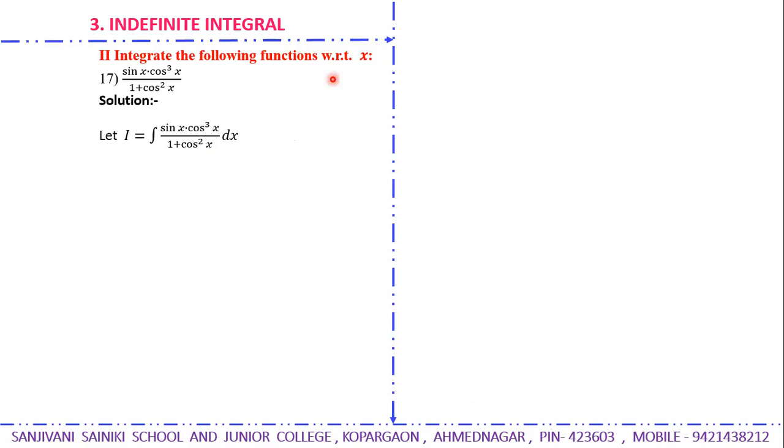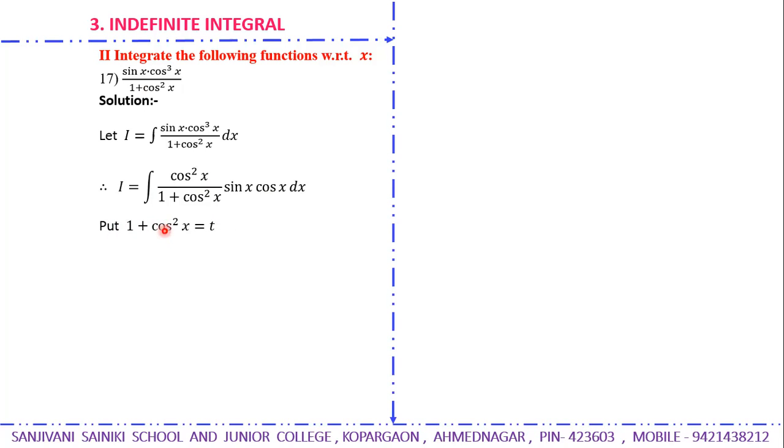Integrate the following function with respect to x: sin x into cos cube of x upon 1 plus cos square x. This is the function which we have to integrate. So from this cos cube x, I am getting cos square x into cos x, and that cos x goes along with this sin x. So sin x into cos x, and we will use the substitution cos square x is equal to t, or 1 plus cos square x is equal to t. Both substitutions will work here.